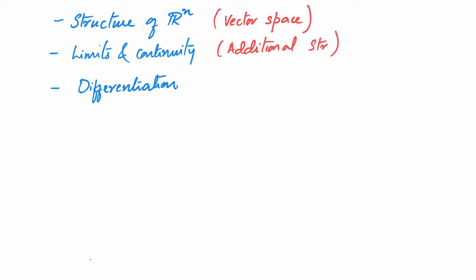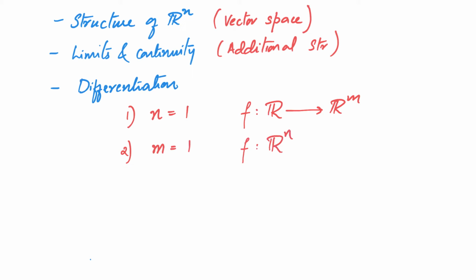To do this, we will first consider two special cases. Case 1 is when n is equal to 1. That means we are looking at functions f from R to Rm. And case 2 is when m is equal to 1. That means we are looking at functions from Rn to R. We will first define the derivative for these two special cases and use these to understand the more general notion of the derivative of a function from Rn to Rm.